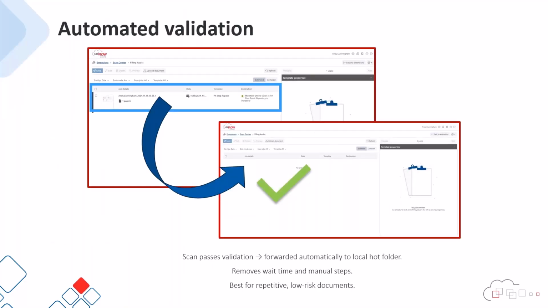So when the forward without confirmation setting is enabled, jobs that pass validation are sent straight to the local hot folder for the DMS to import. Basically, there's no user intervention from the accounts payable team required. Now, this mode is ideal for routine documents with low error risks in terms of any issues during the scan, because it speeds up the workflow and reduces the manual effort involved. So let's look at the manual validation for added control.